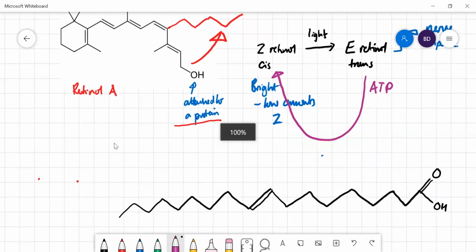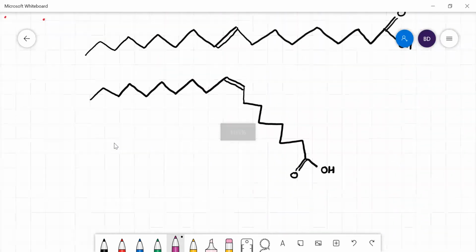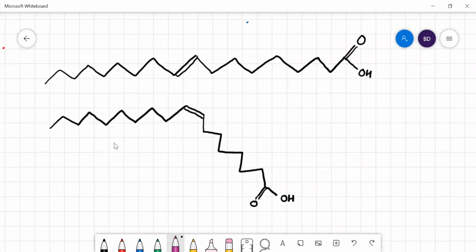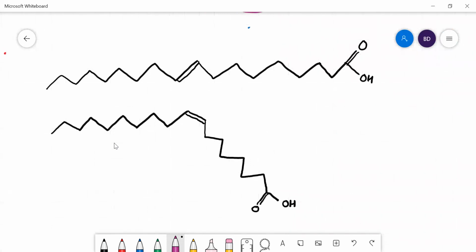Right, let's look at another important thing. What I've got here, you can probably see what functional group we've got. We've got a carboxylic acid. This is actually called oleic acid.